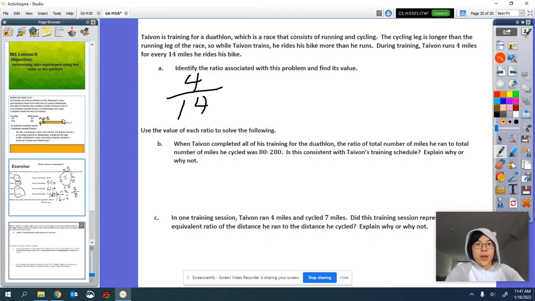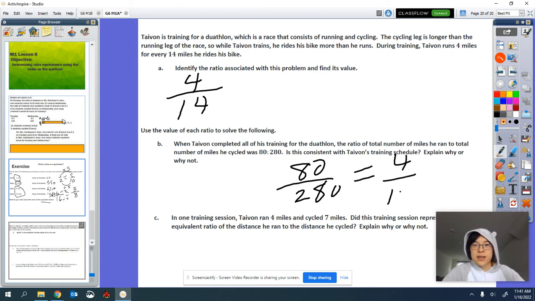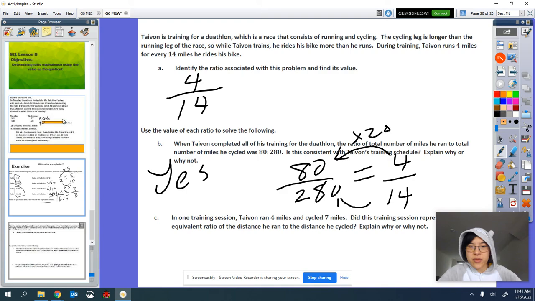Okay, that's the question. When Tavion completed all of his training for the duathlon, the ratio of the total number of miles he ran to the total number of miles he cycled was 80 to 280. So 80 to 280. The question is, is this the same? Is this consistent? Consistent means the same pattern. So is Tavion's training schedule equal to 4 to 14? Let's see. If I do times 20, that gets there. Is this times 20? Yes, it is equal, because these are both times 20.